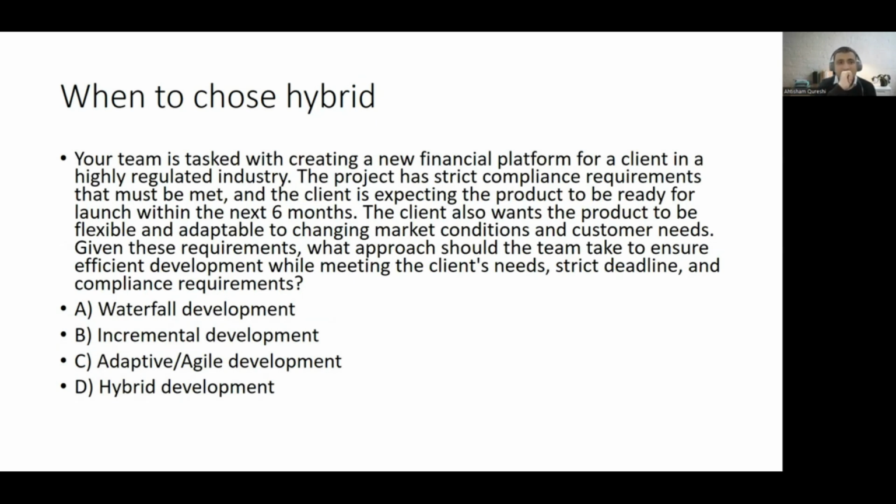Okay. Now, your team is tasked with creating a new financial platform for a client in a highly regulated industry. The project has strict compliance requirements that must be met, and the client is expecting the product to be ready for launch within the next 6 months. The client also wants the product to be flexible and adaptable to changing market conditions and customer needs. Given these requirements, what approach should the team take to ensure efficient development while meeting the client's needs?